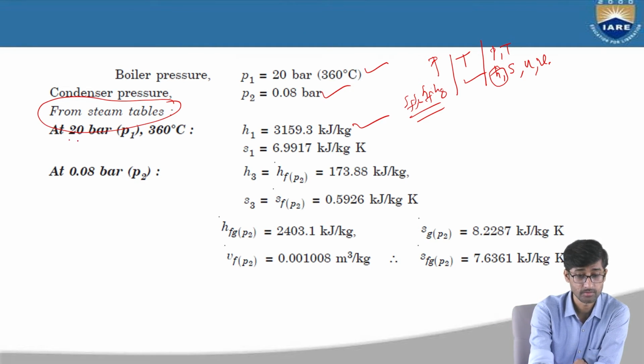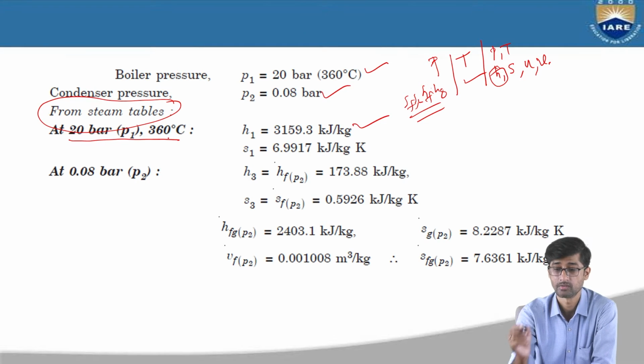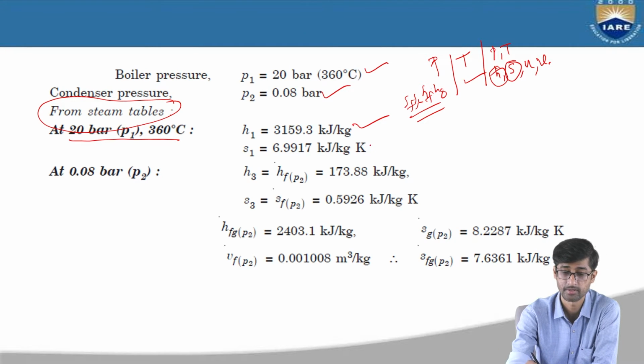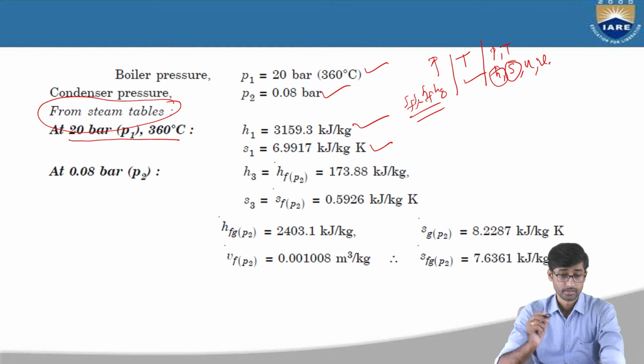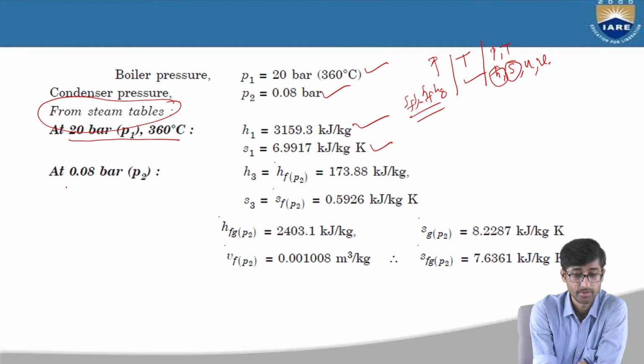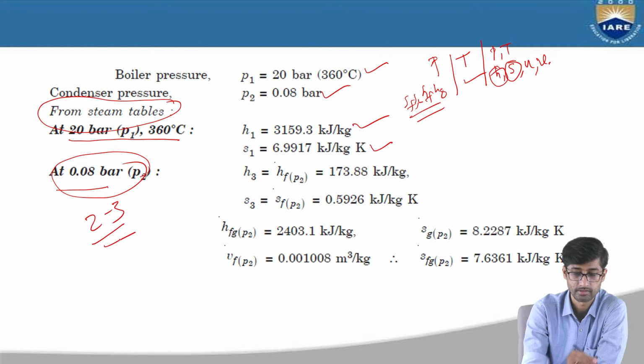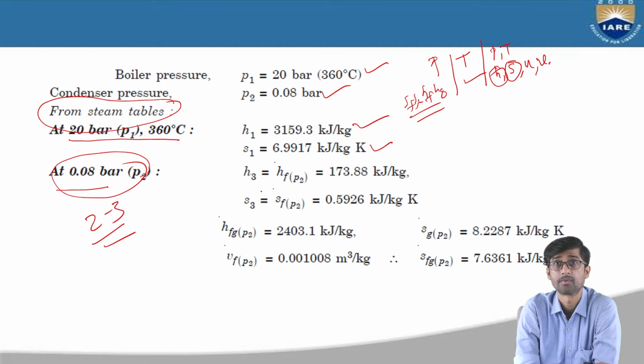Again, at the same pressure 20 bar and temperature 360 degrees Celsius, what is the value of entropy S? That becomes S1. Right. Now, at pressure 0.08 bar, this is the condenser pressure, 2 to 3. It's a condenser. So what is the value of H3 at that point?